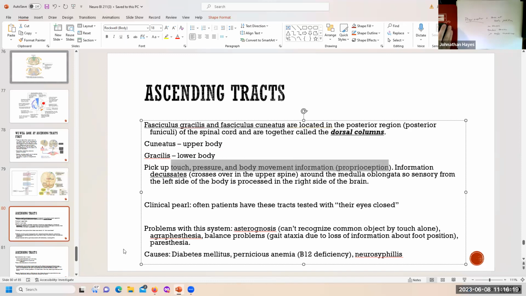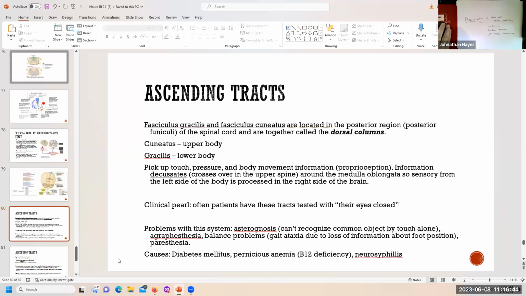Well, what part of the nervous system is solely responsible for touch, pressure, and proprioception? Dorsal columns. So if that's what I'm missing, but everything else is intact, let's look for a problem with dorsal columns. So what could possibly cause a problem with dorsal columns? Maybe diabetes, maybe pernicious anemia, maybe neurosyphilis.